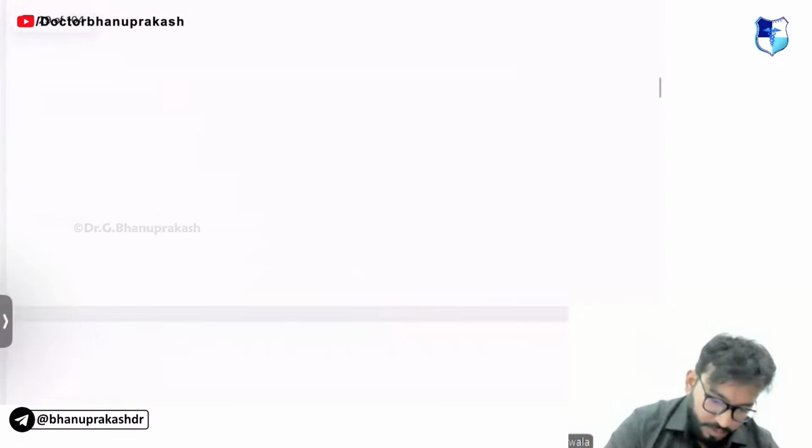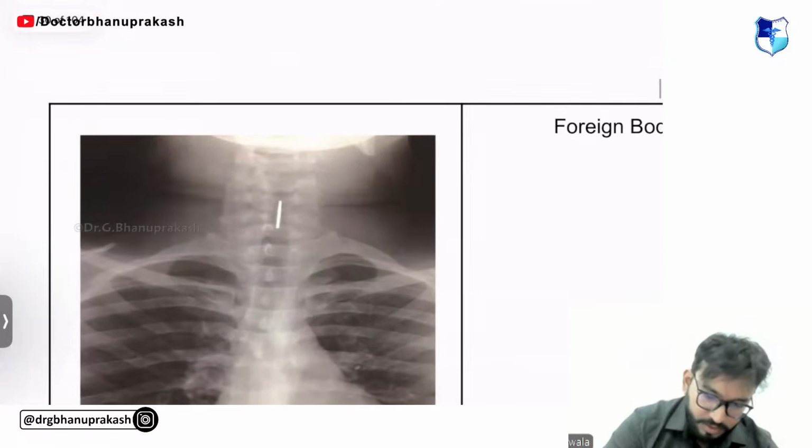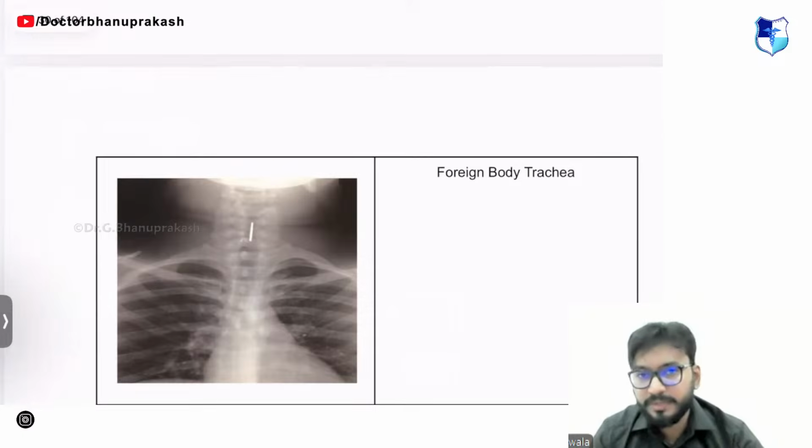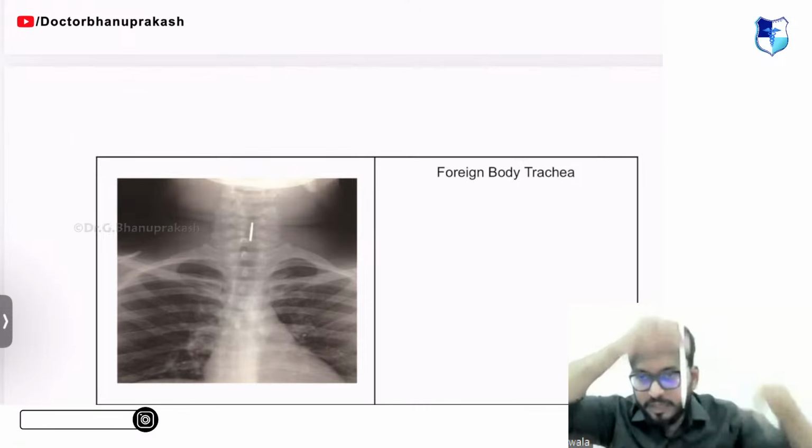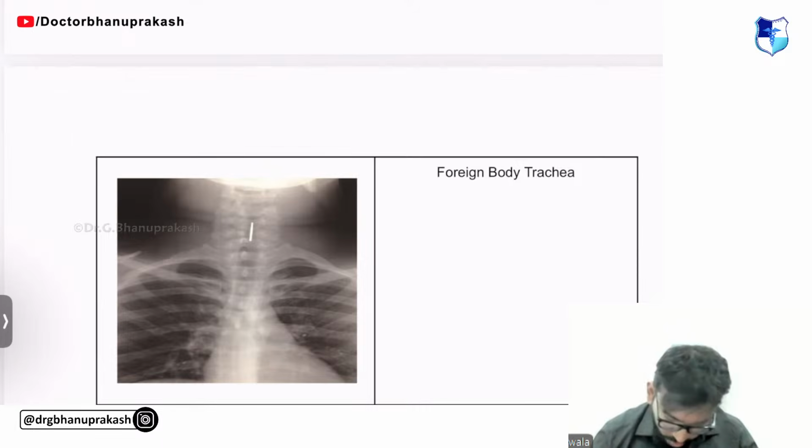Now look at this. This is foreign body trachea. Come on, guys, absolutely no-brainer. The vocal cords are oriented like this. The coin has to pass vertically to go into the trachea.